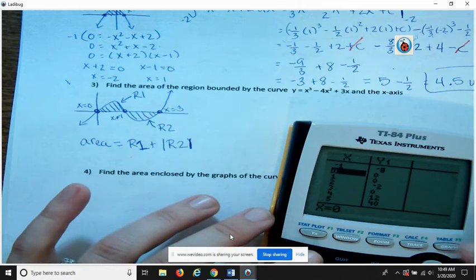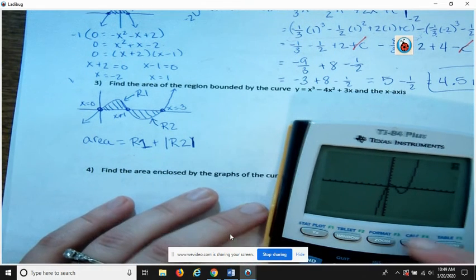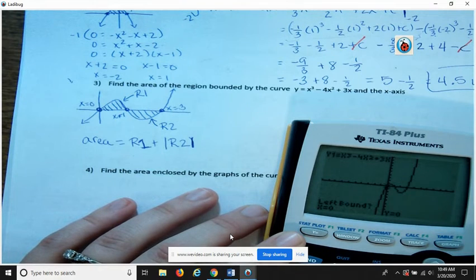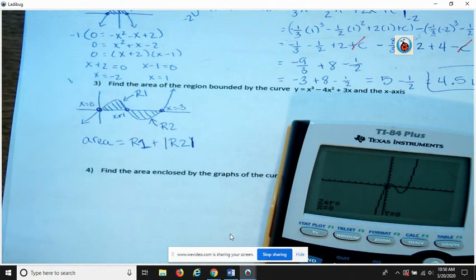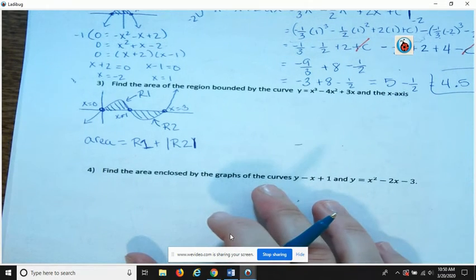If they were not so nice, which happens sometimes, you can do second trace and then go to the 0 function. It'll ask for the left bound, it'll ask for the right bound, and ask you to guess. And then it'll tell you where the zeros are. Okay, so either way is totally fine. You also could solve this algebraically, and you would get really nice answers.